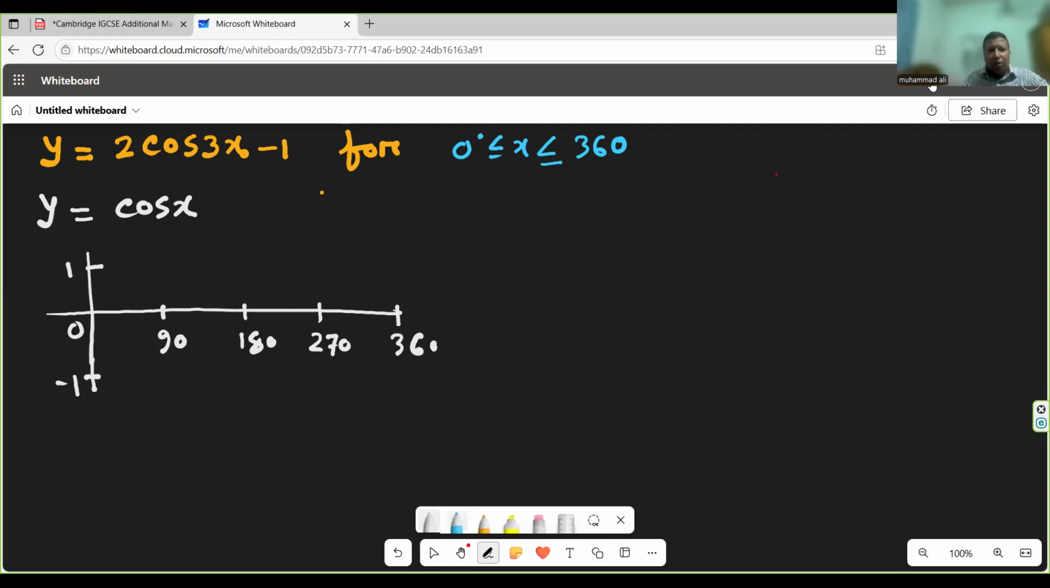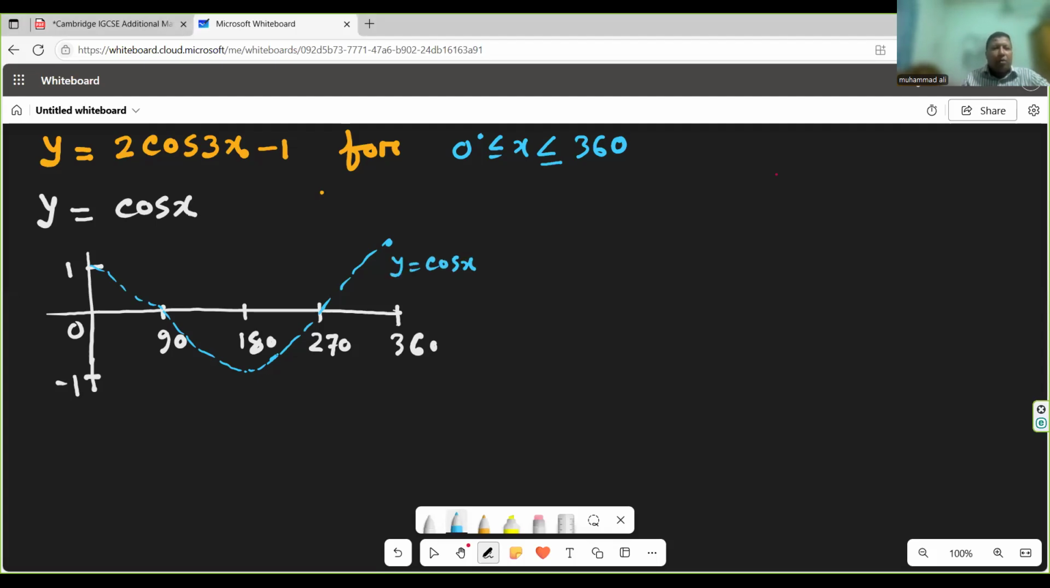At 0, it is 1. At 90 degrees, it is 0. At 180 degrees, minus 1. 270 is 0. And 360 degrees, 1. So this is the y equals cos x graph.